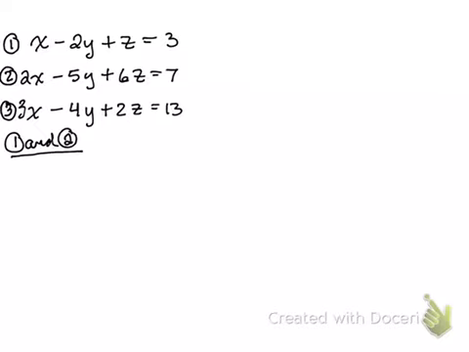I will multiply the first one by 2. Let's check and make sure that I did that correctly. That'd be 2x minus 4y plus 2z equals 6. So yes, I did multiply by 2 correctly. I'm going to bring down the second equation, and subtract.